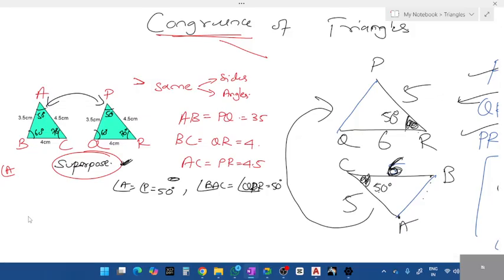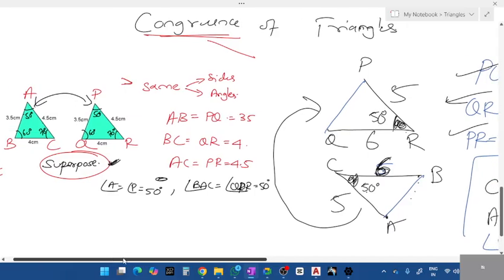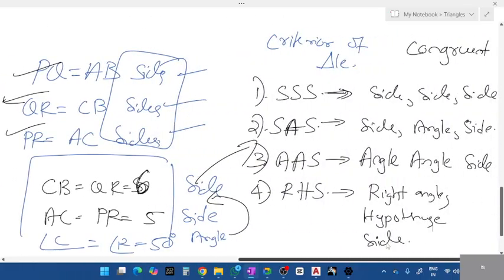Midpoint I completed. You all should have started solving from all this. What about this one? Congruency.